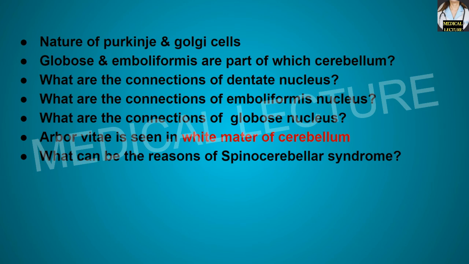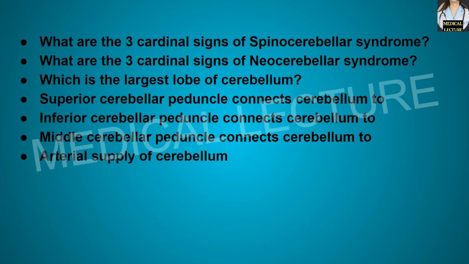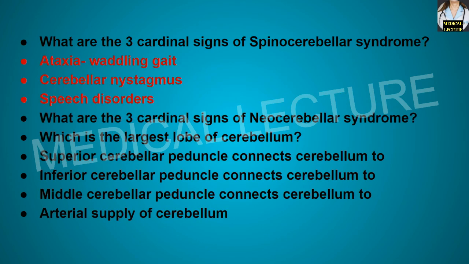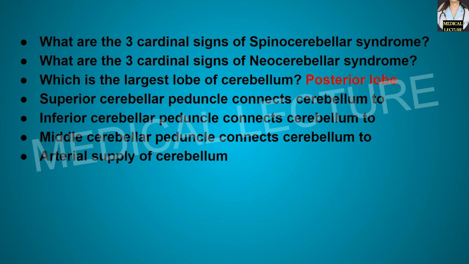What can be the reasons for the spinocerebellar syndrome? It may be lesions of the vermis, medulloblastoma or chronic alcoholism. What are the three cardinal signs of the spinocerebellar syndrome? Ataxia with waddling gait, cerebellar nystagmus and speech disorder. What are the three cardinal signs of the neocerebellar syndrome? They are dysmetria, intentional tremors and hypotonia. Which is the largest lobe of the cerebellum? It is the posterior lobe.